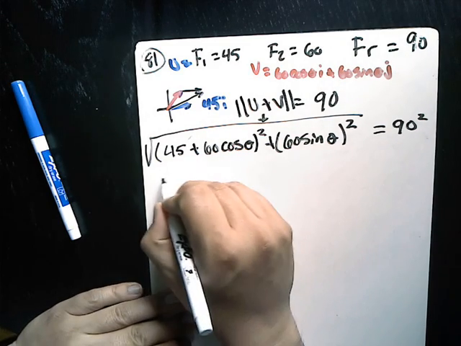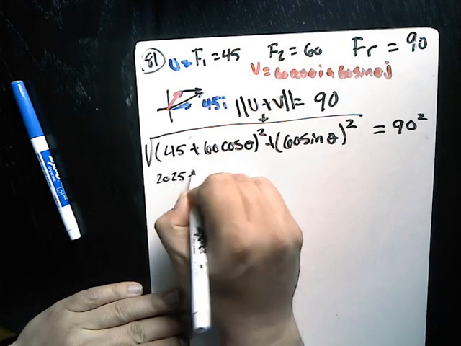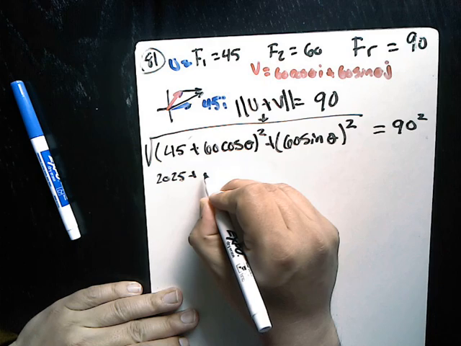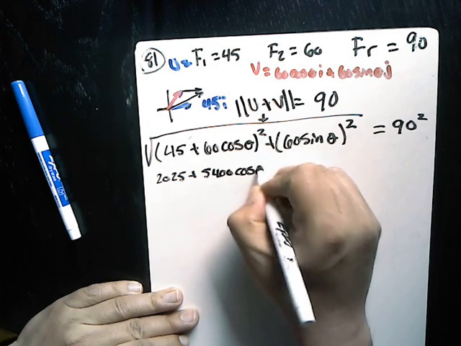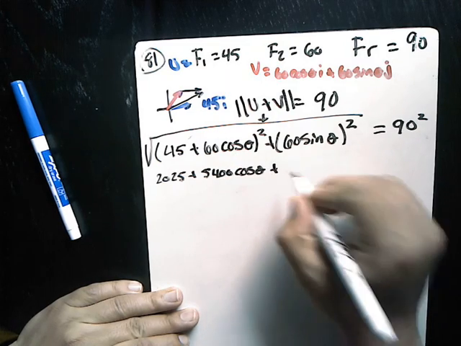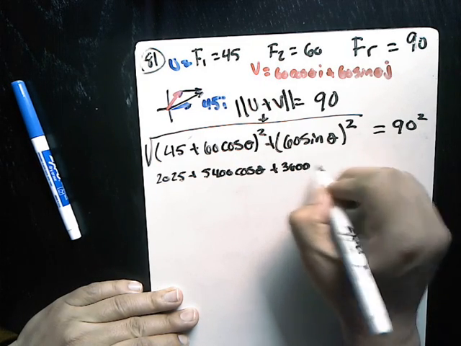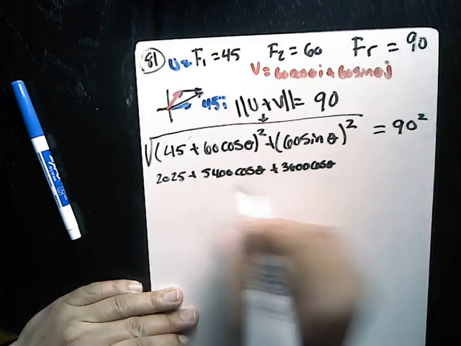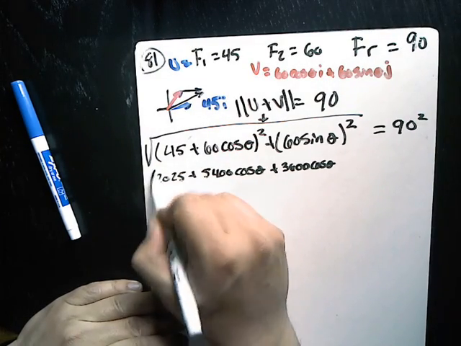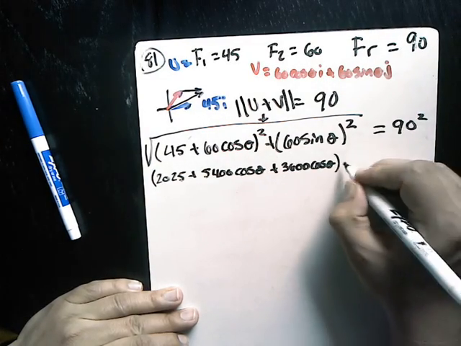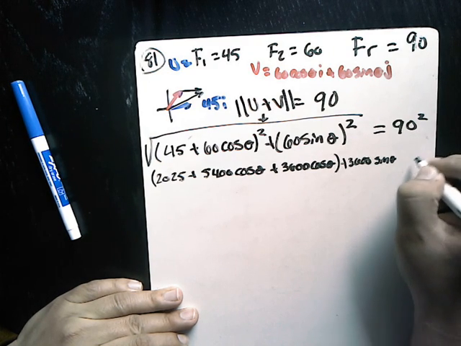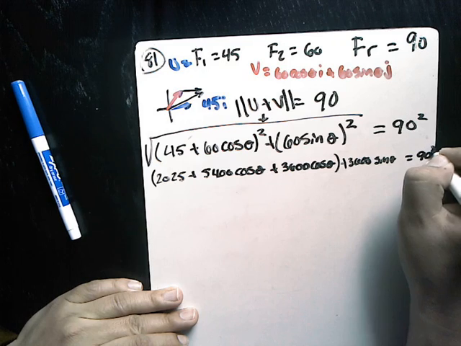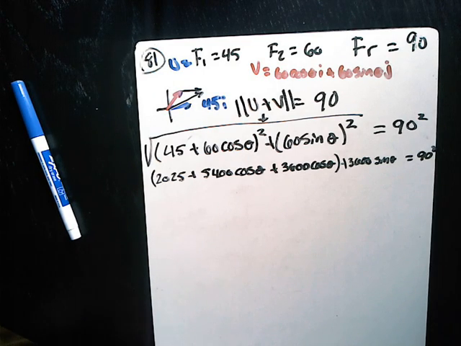So when I multiply all the way through, 45 squared is 2025. Multiply these two together and then by 2, so I get 540 cosine theta, and then the last part here I'm going to get 360 cosine squared theta, and then plus 360 sine squared theta, and then this is all equal to 90 squared. I'm going to wait to square it since I'm out of space.